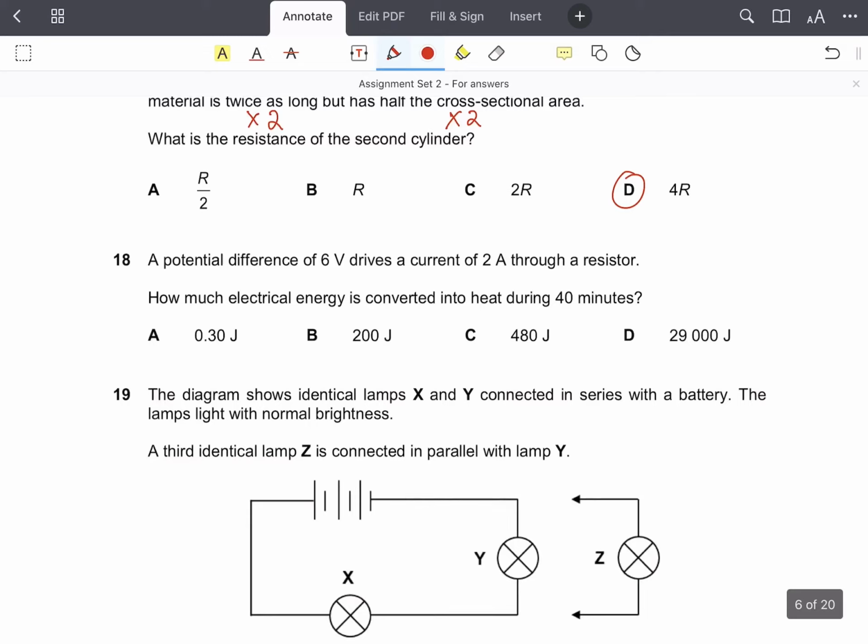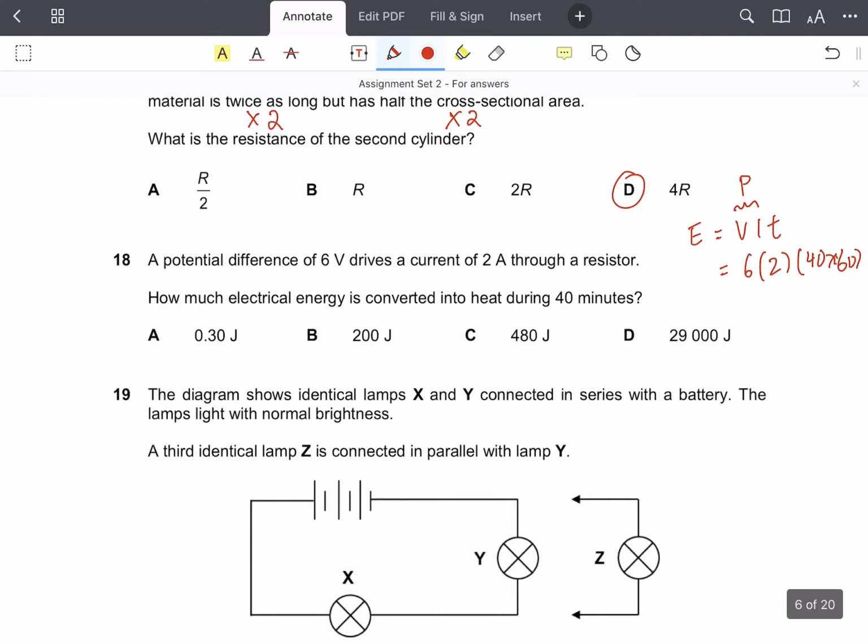Okay, next one. A potential difference of 6 volts, so potential difference just means voltage, drives a current of 2 ampere through a resistor. How much electrical energy is converted? So you know that E equals to VIT. Those of you who don't even know this, you should know that IV is your P, so equals to PT, then you can just sub in. Now V is 6, I is 2, T again always in seconds, so 40 times 60.